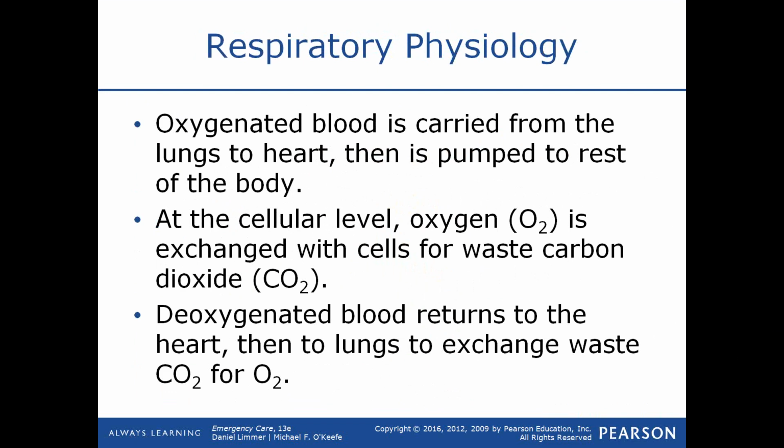At the cellular level, oxygen is exchanged with cells for cellular waste and carbon dioxide. And then that deoxygenated blood returns in veins to the right side of the heart. The right side of the heart pumps that deoxygenated blood to the lungs. Gas exchange takes place in the lungs. And then that freshly oxygenated blood is pumped from the lungs to the left side of the heart, where the left side of the heart pumps that blood to all parts of the body so that it can get to the cells and the oxygen can come off and the carbon dioxide can be picked up.